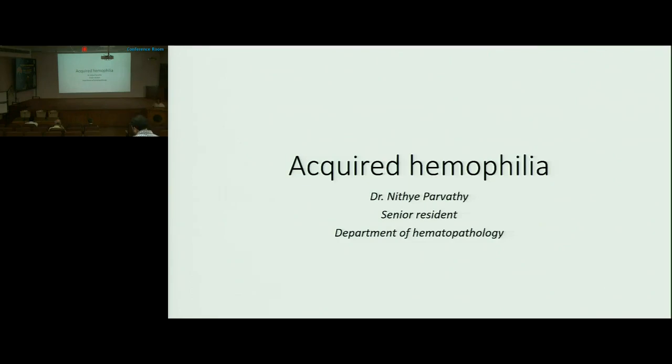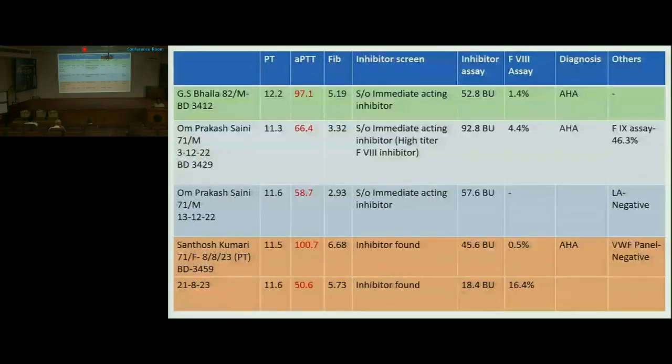Very good morning, everyone. I will be discussing the laboratory workup. How do we work up these acquired hemophilia patients? To put it in a nutshell, all of these patients at the time of diagnosis and at the time of follow-up had prolonged APTT, and the inhibitor screen turned out to be positive. The further inhibitor assay showed elevated inhibitors in all these patients. We can see that as the inhibitor titer increases, the factor 8 quantification decreases simultaneously.